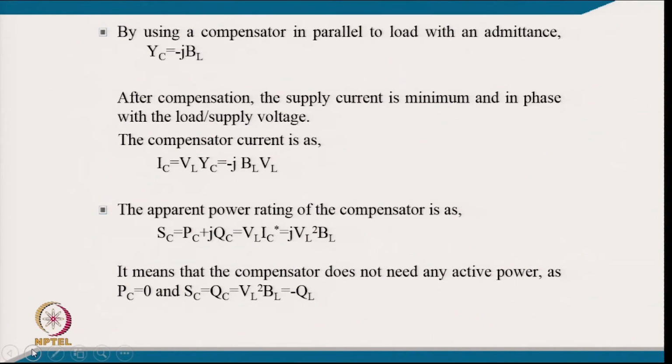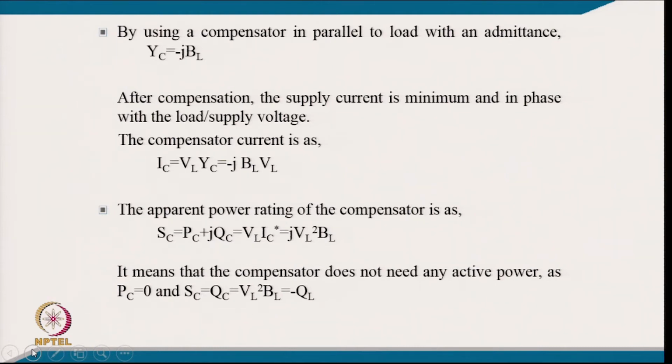So, by using that compensator in parallel to the load, with an admittance for power factor correction YC equal to minus JBL, after the compensation the supply current is minimum and in phase with the load or supply voltage, and the compensator current will be IC equal to VL into YC, that is equal to minus JBL into VL. The apparent power rating of the compensator is SC equal to PC plus JQC, and we say VL IC, and there is no active component of current or loss in the compensator.